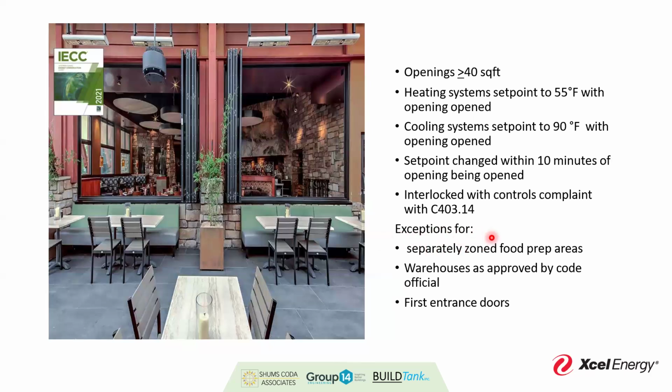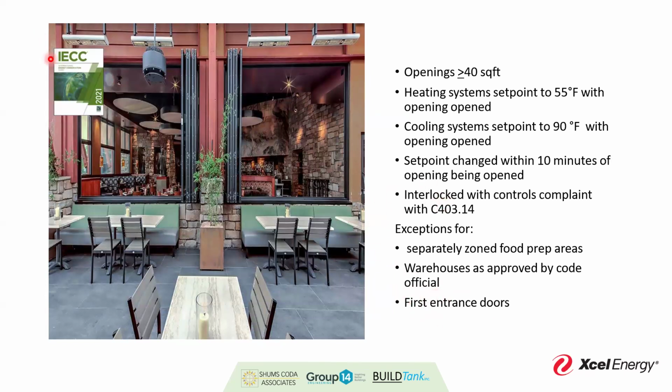So our exceptions come from zoned food prep areas. We don't want our wonderful cooks in the back of the kitchen burning to death back there because it's 95 degrees outside and it's 150 degrees in front of that oven while they're trying to make pizza. We don't want them in that position where they aren't getting the AC necessary to keep their workspace comfortable. We also have warehouses and first entry doors.